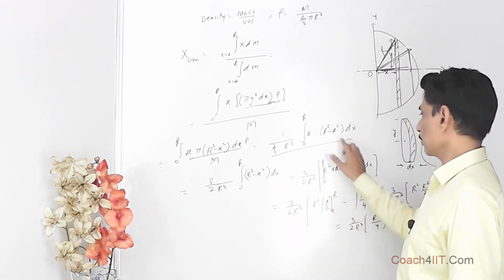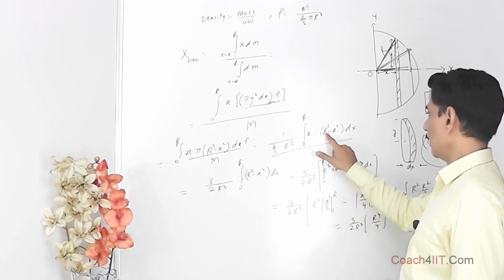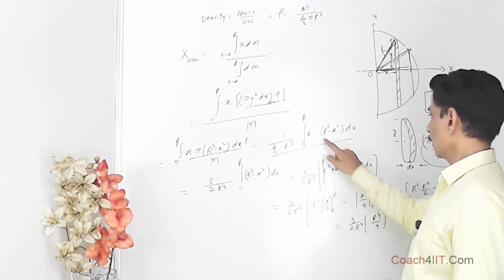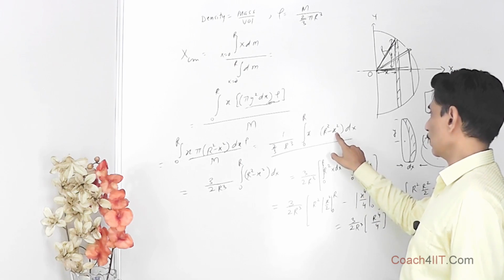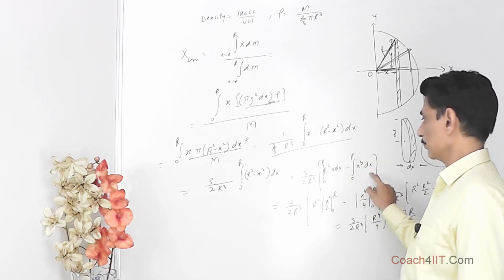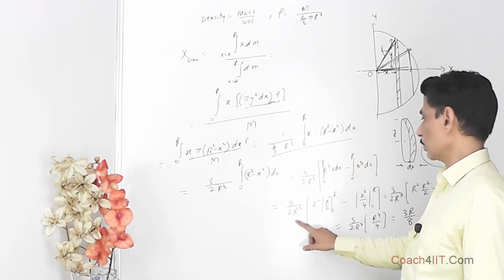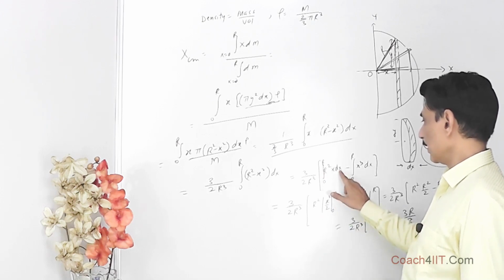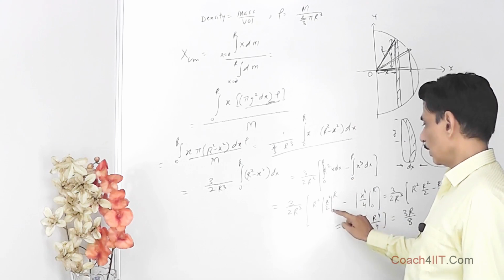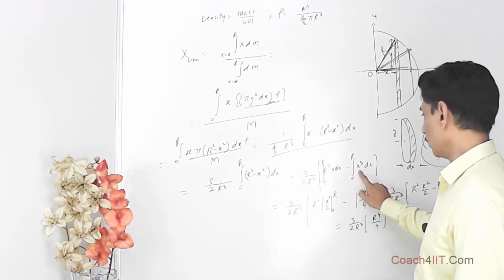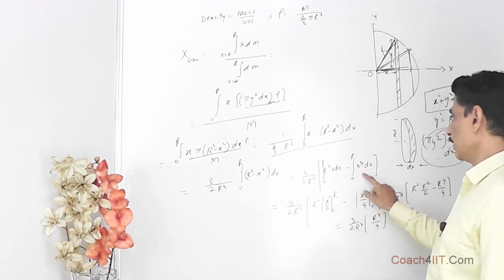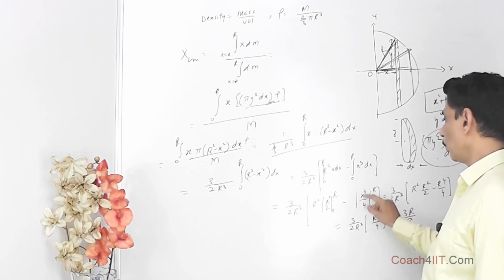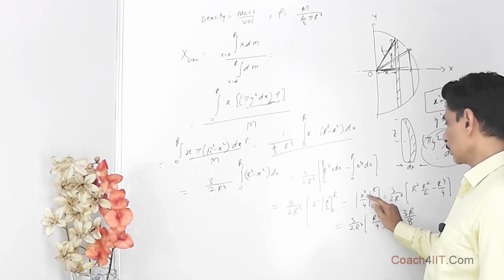When we open it, this becomes the integral of r square x dx minus x into x square, that is x cube dx. So this comes out with 3 by 2 r cube. Here r square is constant, can be taken out. The integral of x dx is x square by 2, with limits from 0 to r, and for this minus, the integral of x cube dx, we raise the power by 1, that is x to the 4, and the raised power comes in the denominator, that is 4. So x to the 4 by 4, this goes from 0 to r.